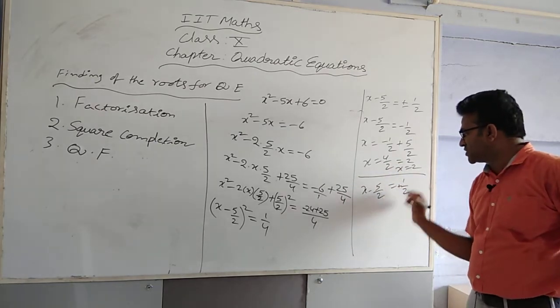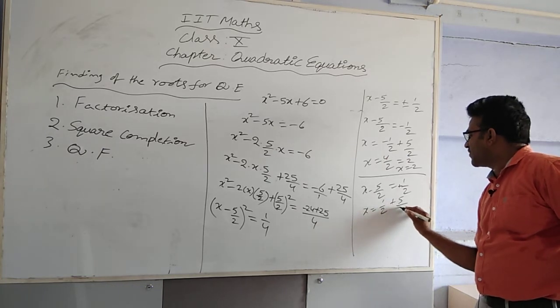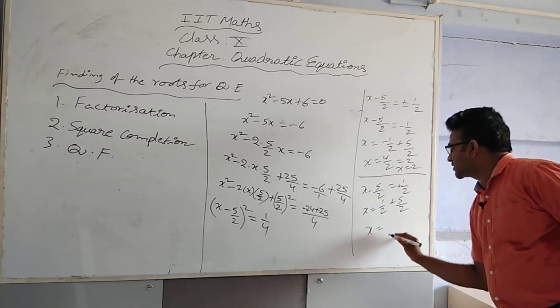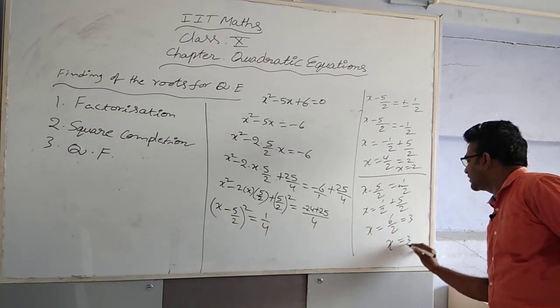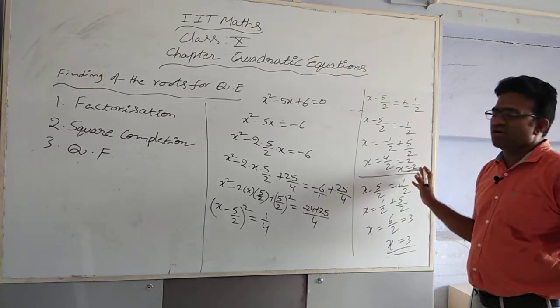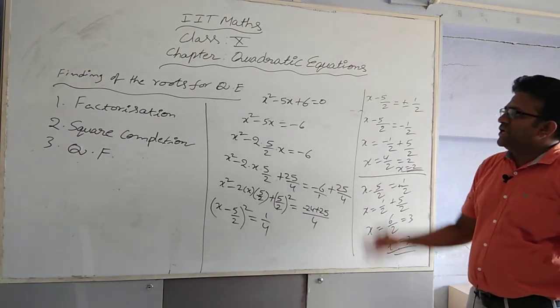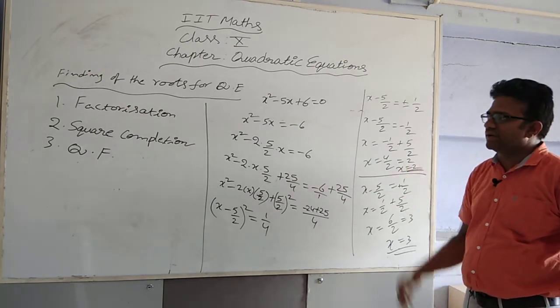Next, transpose this one: x equal to 1 by 2 plus 5 by 2. x equal to 6 by 2, that is equal to 3. By using the square completion method, I got x equal to 2 and x equal to 3. By using the factorization method also, I got x equal to 2 and x equal to 3.